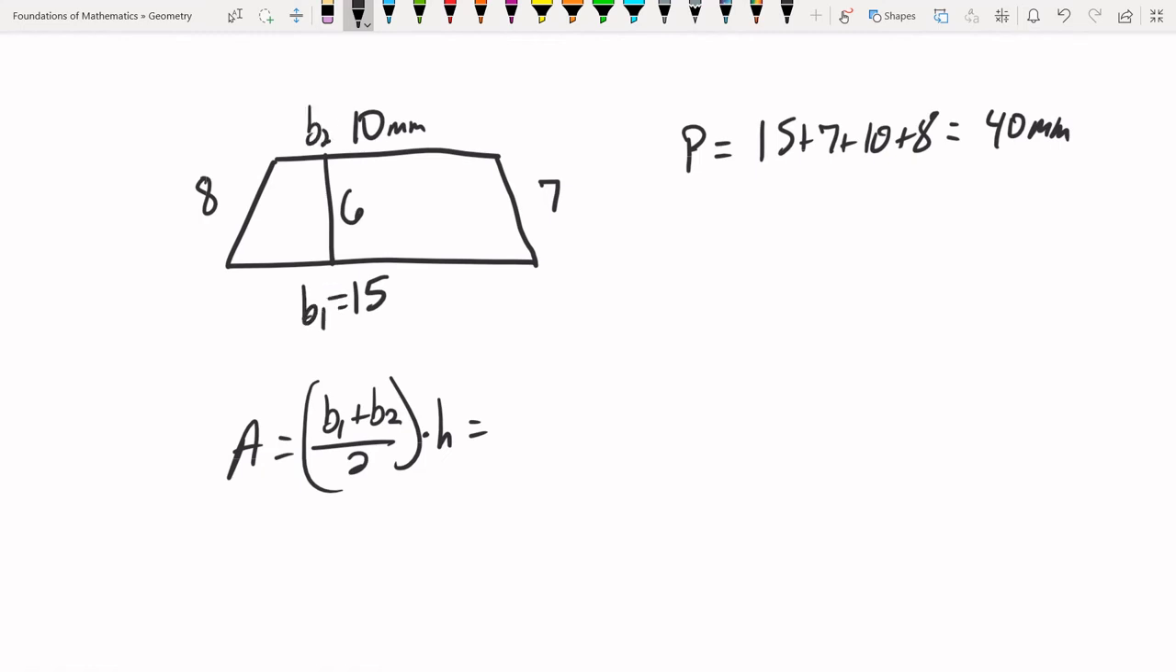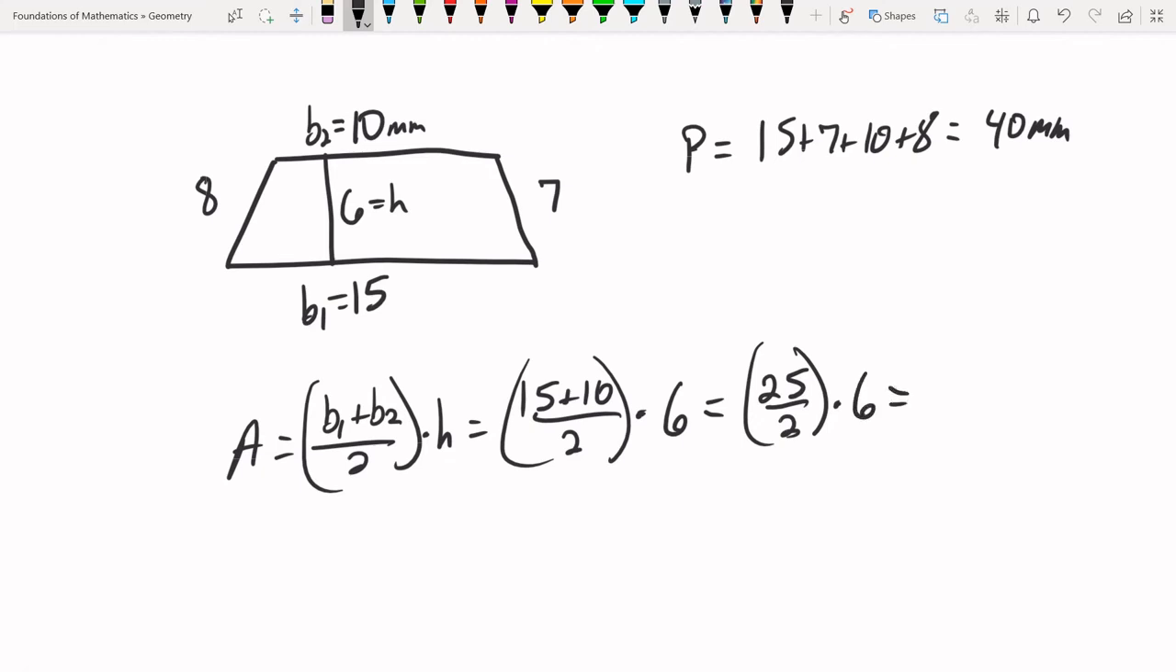Base 1 and base 2 are the parallel sides. The height is a straight vertical distance. So we have 10 plus 15. Well, it'd be 15 plus 10, right? The way I wrote it out. Over 2 times 6. That's going to give us 25 over 2 times 6, which 25 over 2 is 12.5 times 6, which equals, let's see, 75. This is going to be in millimeters squared.